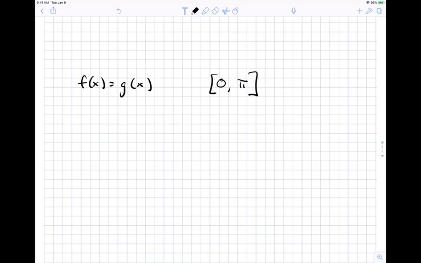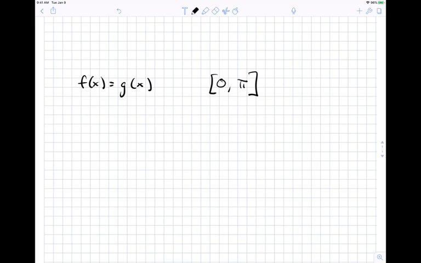F of x is just the x value and g of x. Wait, let me see the original. We're out of time. Can you just bring it over here? Are you able to take a screenshot? Can you airdrop or email? That's exactly what I was trying to do, but on my phone. It's okay.